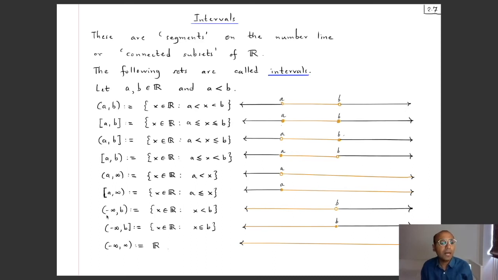Similarly, minus infinity comma B just means that the lower bounding inequality is not there. So it's the set of all x's such that x is strictly less than B. So it's all the points to the left of B, and B is excluded, so that's why there's a hole there. And similarly, minus infinity comma B square bracket means it's the set of all x's which are less than or equal to B. So all the points to the left of B, and B is allowed to be in the set. And sometimes minus infinity comma infinity just means that there are no bounding inequalities at all, so it's the whole of R. So this interval just means it's the whole of R.